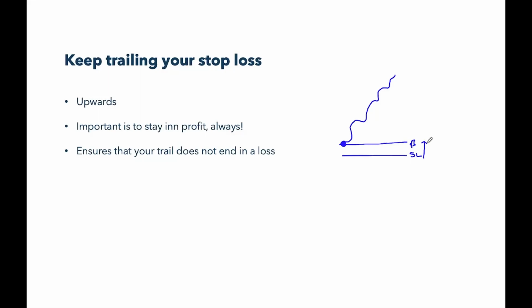So let's say you bought at 100 rupees and 95 was your stop loss. What you should be doing is, once the stock reaches, let's say, 110 rupees, you are now in 10% profit and your stop loss was minus 5%. So this should become your stop loss. So 100 is now your stop loss.